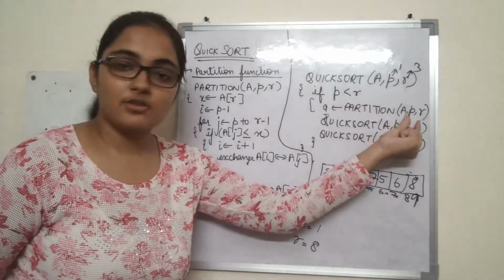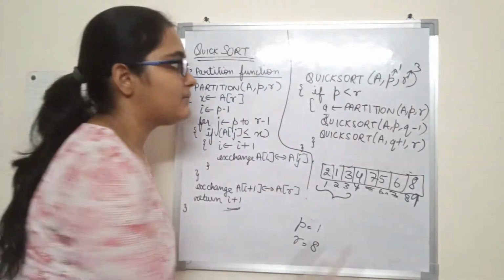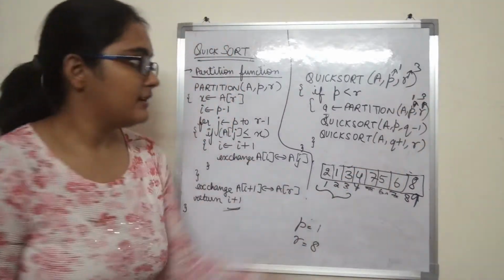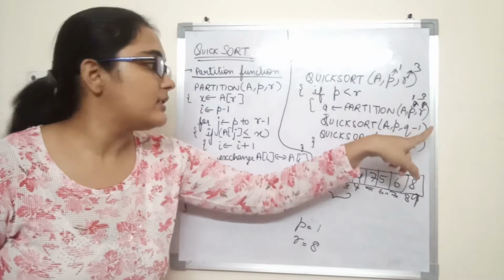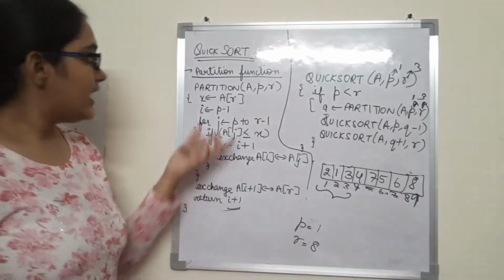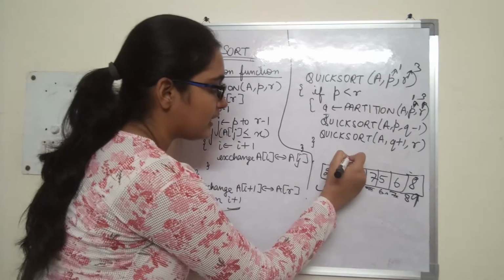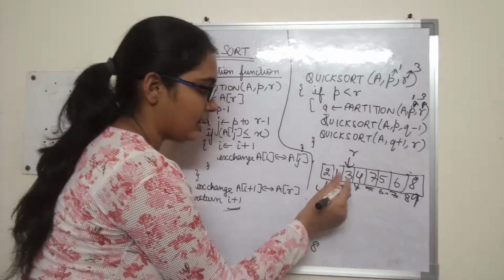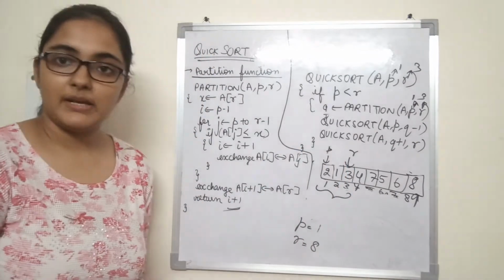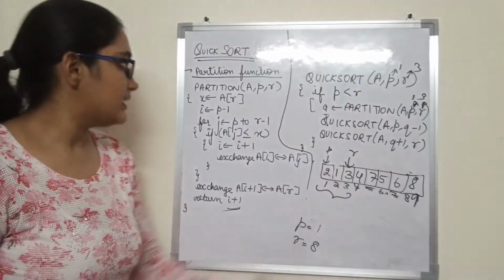Now when partition is called with A, P, R, what is P now? P is 1 and R is 3. P was 1 and R was 3. So just the same parameters will be passed to the partition function. Now what will it do? For this particular function, R is this and P is this. P is 1 and R is 3. So what will it do?